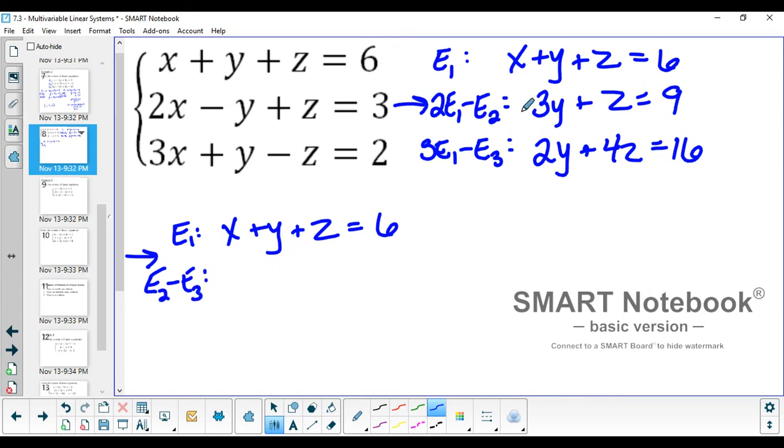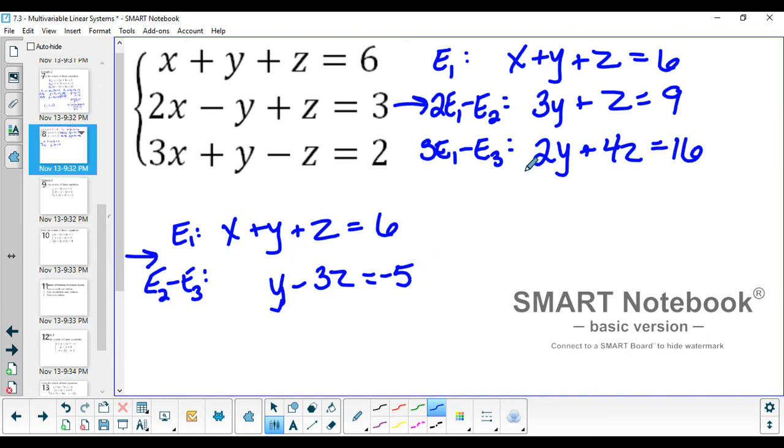All right, so of course 0 minus 0 is 0. 3y minus 2y is the 1y that we want. Z minus 4z is negative 3z, and 9 minus 16 is negative 5. All right, so we're good there.